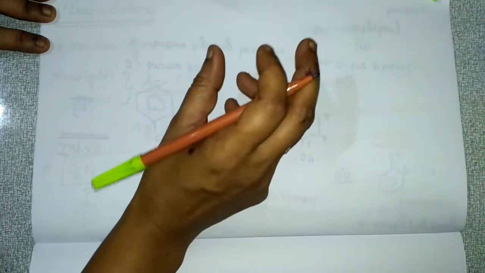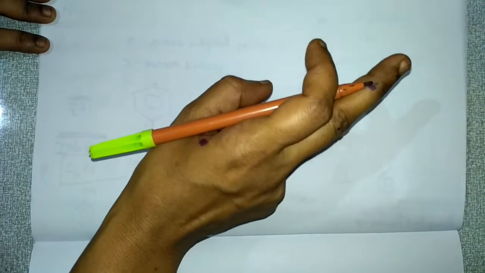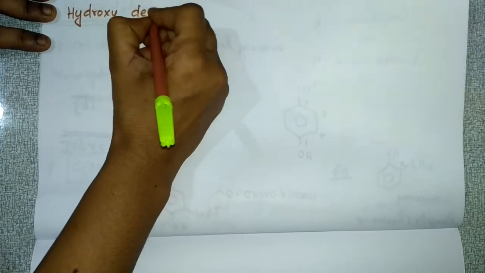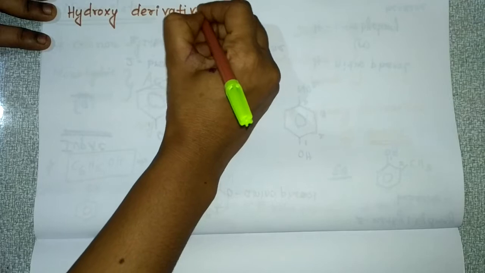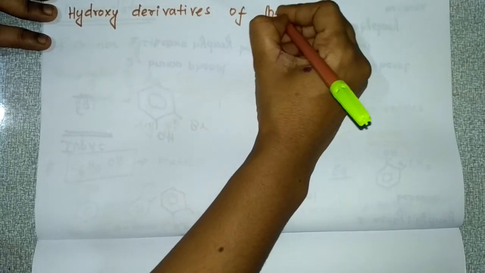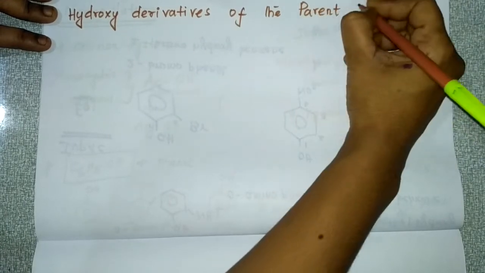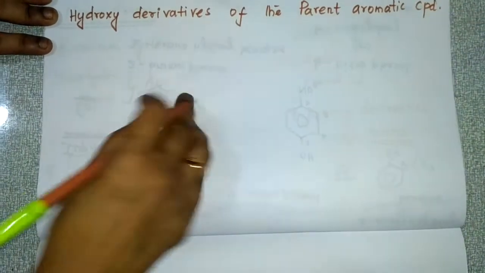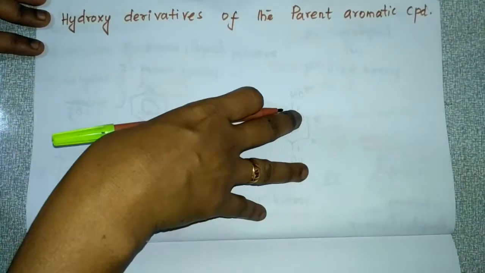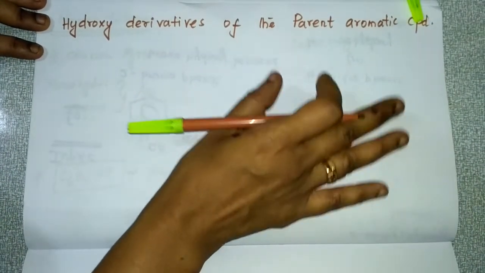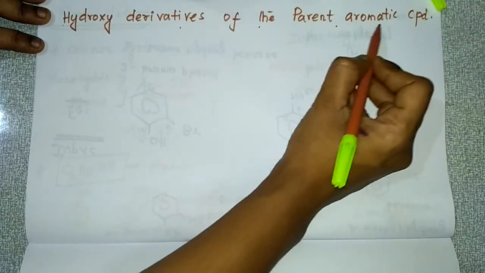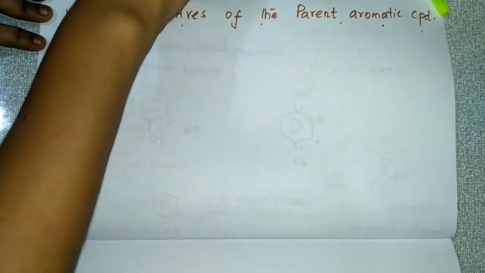See, phenols containing a group which is senior to the OH group, you have to name as hydroxy derivatives of the parent aromatic compound. Okay, students. So if a group senior to OH is present, you have to name it as hydroxy derivatives of the parent aromatic compound. Okay. See, I'll give you an example.